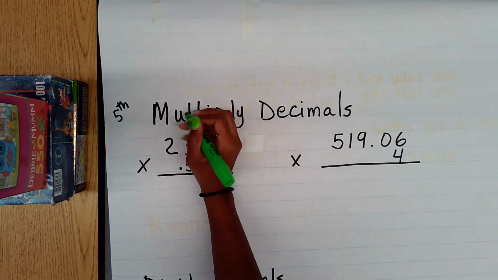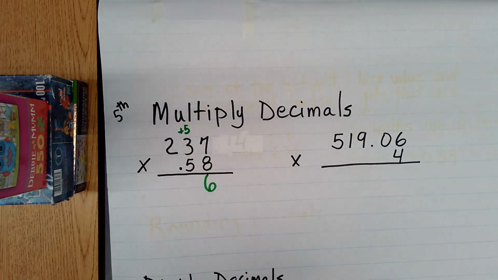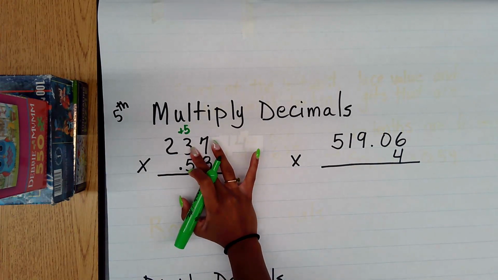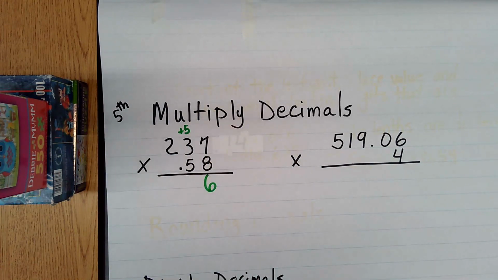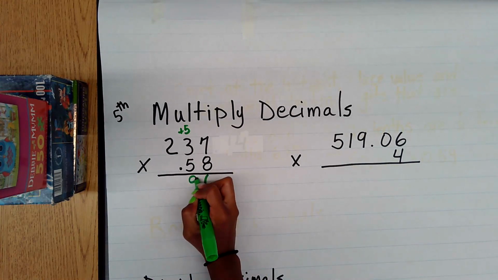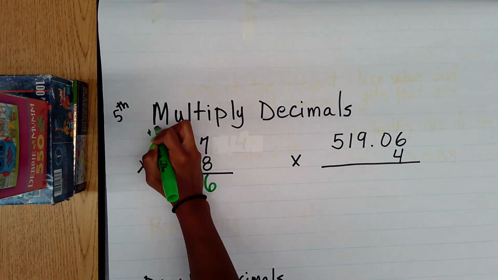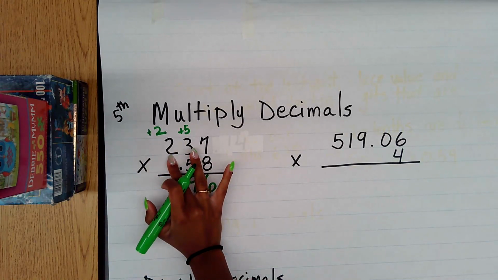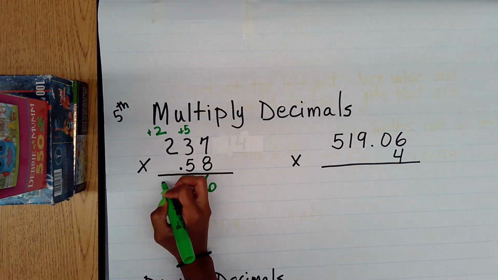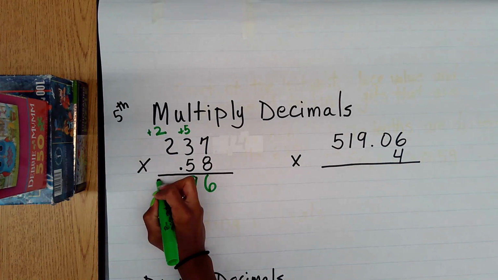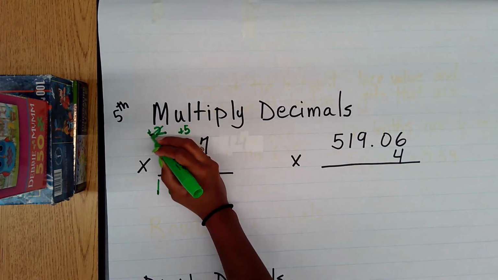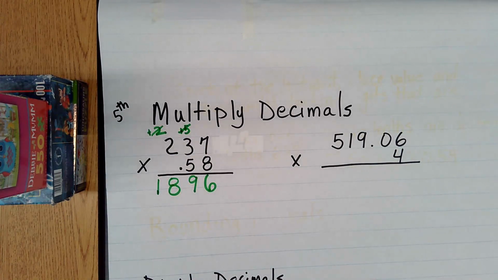So I'm going to leave my 6, carry my 5. 8 times 3 gives me 24. 24 plus 5 gives me 29. Drop my 9, carry my 2. 8 times 2 is 16. 16 plus 2 is 18. I don't have any other numbers, so I'm going to bring my entire 18 down. I'm just going to cross those out so I don't use them when I move on to my 5.